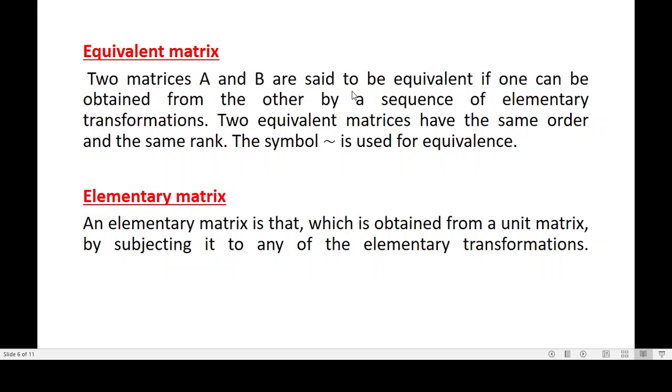So on performing elementary row transformations or column transformations, we can say that the two matrices are equivalent. Now, the definition of an elementary matrix: an elementary matrix is that which is obtained from a unit matrix by subjecting it to any of the elementary transformations. I hope it is clear.